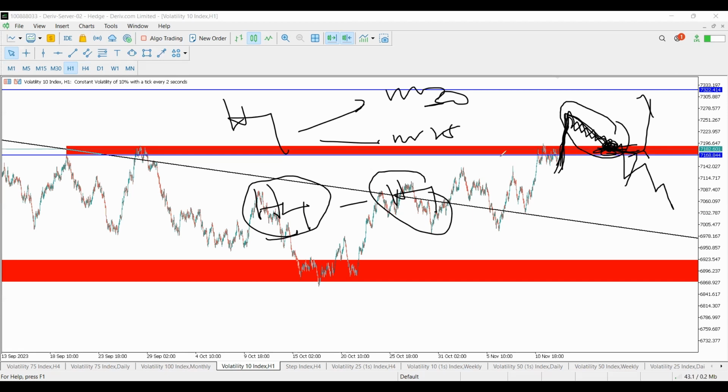So make sure that when you mark levels like this, you wait for the market to retest. There's a change of trend here. In case you can't see it in the particular time frame you've marked the level in, for example, we marked this in H4.